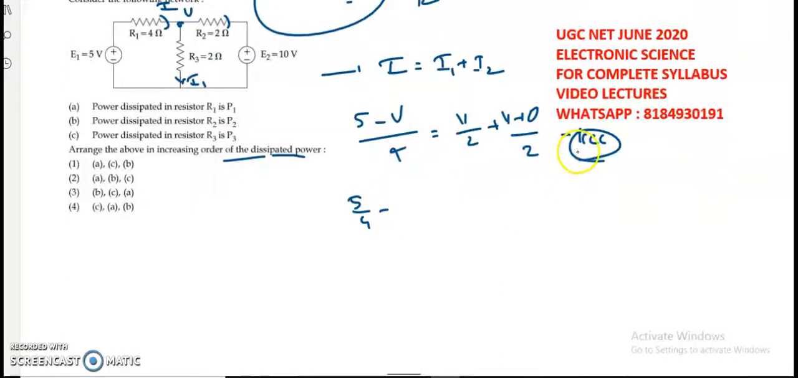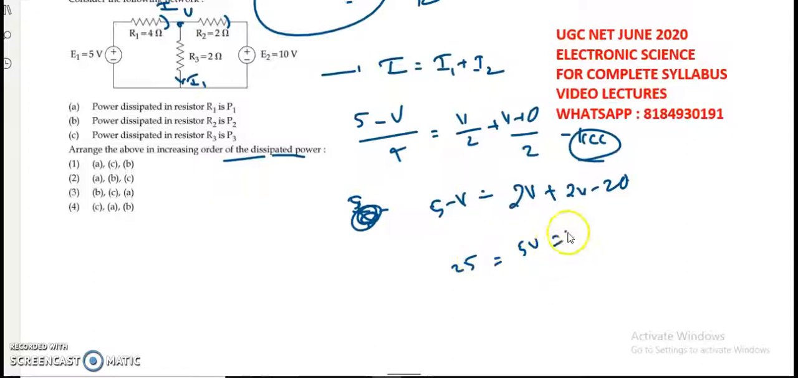So it is a KCL analysis, Kirchhoff's current law. You can refer to the KCL lecture, then you will come to know how I wrote this expression. Next, after doing the LCM here, I will get 5 minus V is equal to 2V plus 2V minus 20. Okay, so 2V plus 2V becomes 4V, and if I bring this V to this side, then it becomes 5V is equal to 25. So from this, V is equal to 5. That means at this node the voltage is 5 volts.